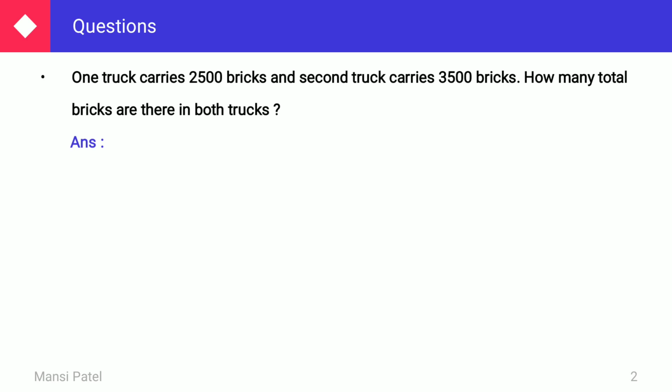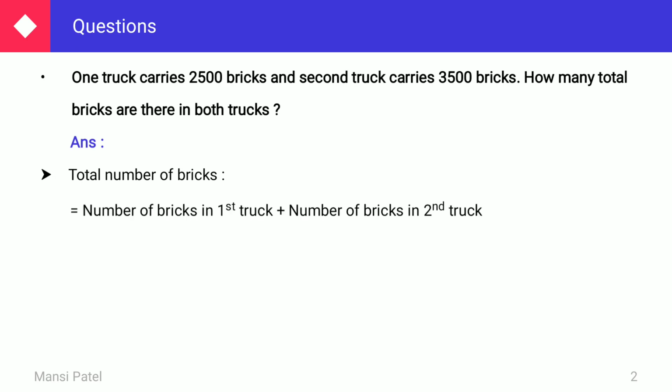So here what we have to do? We have to find out the total number of bricks in both the trucks. So we have to do the addition of the number of bricks of both the trucks. We have to write down like this first: total number of bricks we have to find out. So we just add the number of bricks in first truck plus number of bricks in second truck.